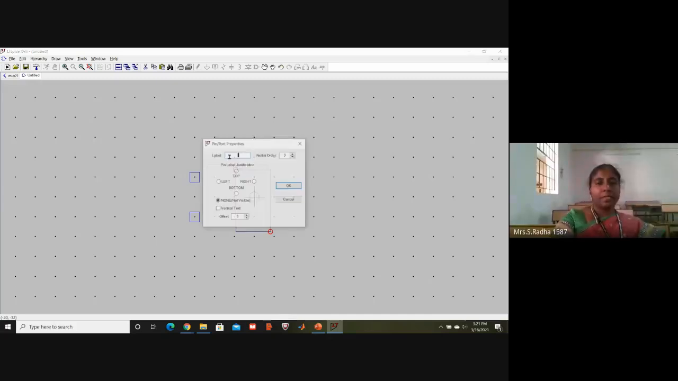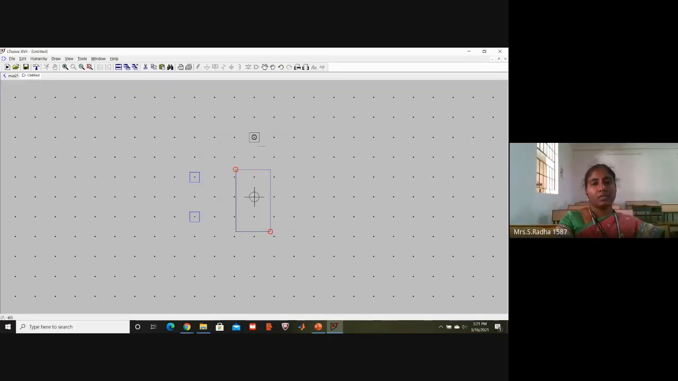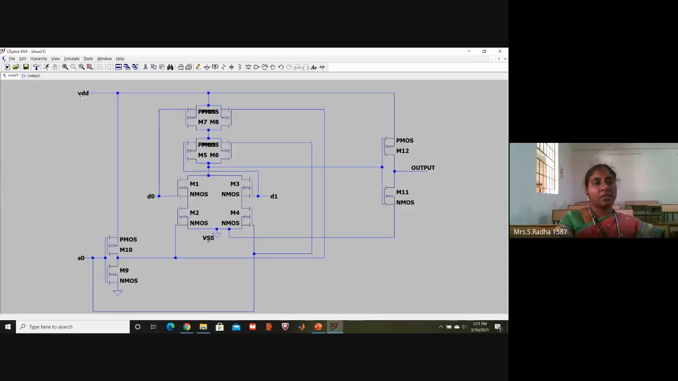Now again P, and we have VDD. Okay, this pin VDD. If you see the schematics, same wordings you have to use, same letters, small letter, cap letter. VDD I have given, D0, D1 I have given. Now S0 is there and output. Okay, two more pins I have to give.